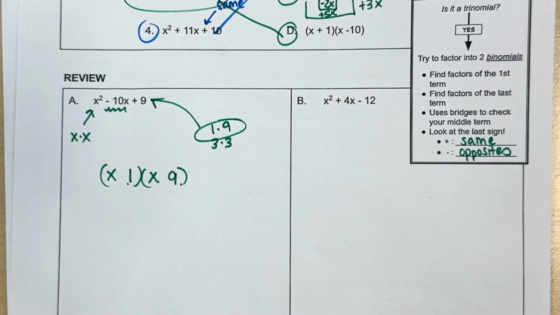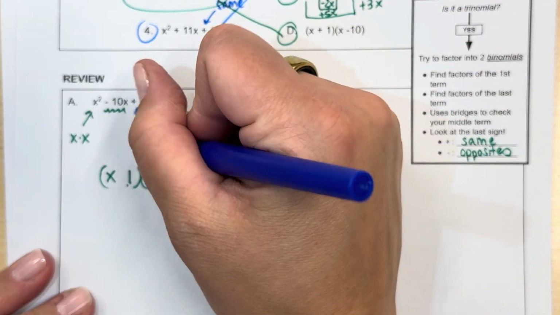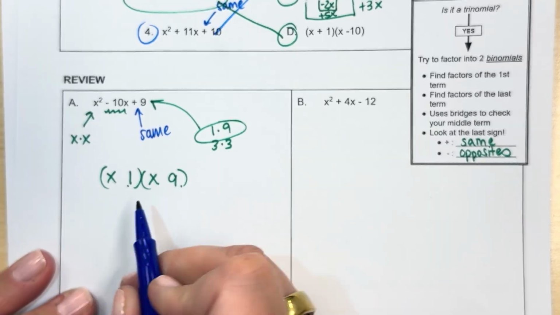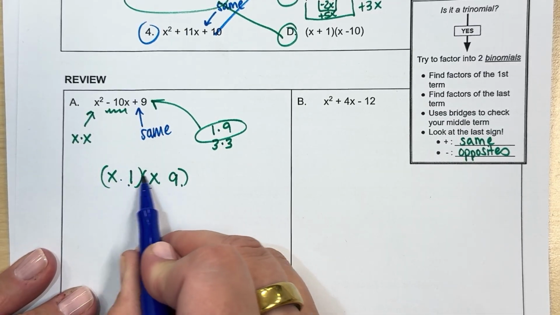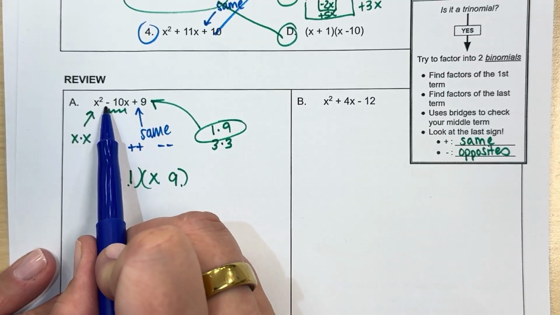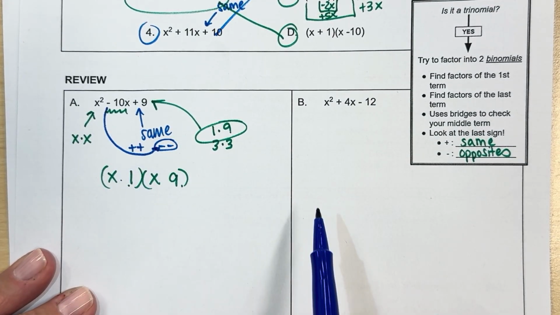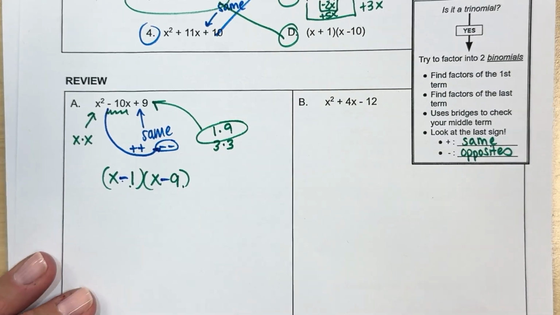And then finally, I look at the signs. The last sign is a plus sign. That tells me that the signs I use inside have to be the same. They're either both plus or they're both minus. But because this one is a minus sign, that tells me I'm using this combination, minus, minus.